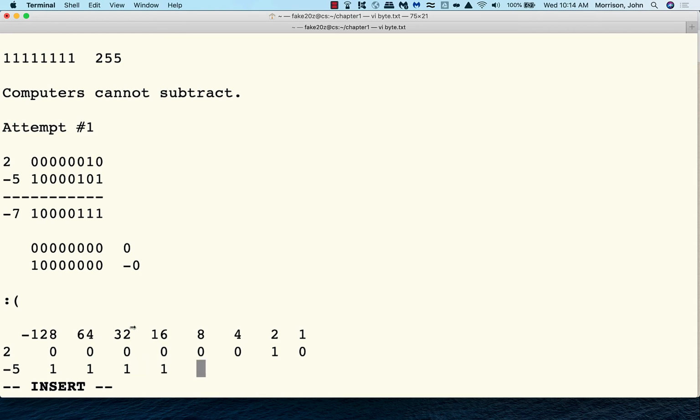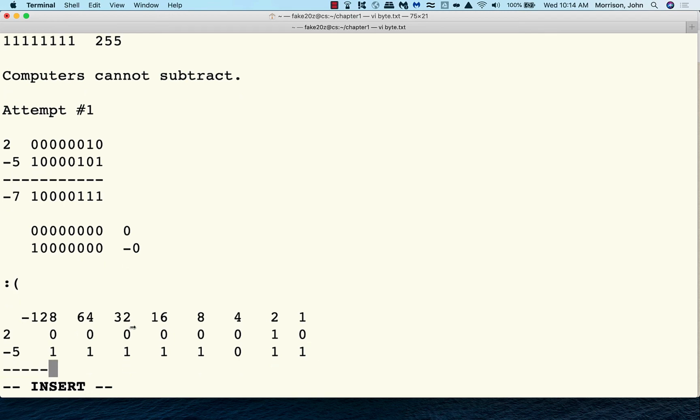Negative 16. Negative 8. If we add a 4, we're at negative 4. We're too big, so we're going to skip that bad boy. And then a 2 and a 1. You add that negative 3 that comes from there, and here we are. We're now at negative 5. So now let's attempt ripple carry addition here and see what happens.